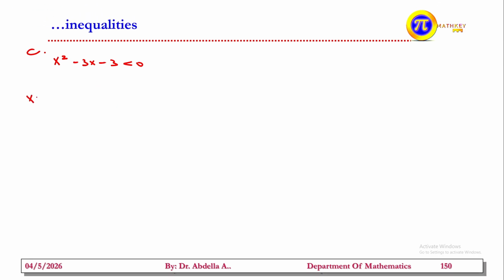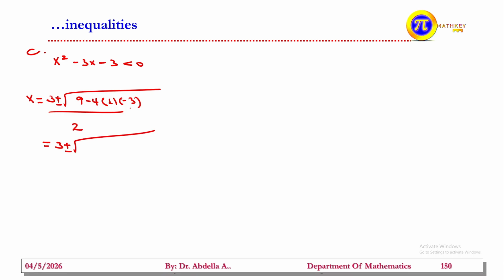So let x be equal to 0. Negative b means that is 3, plus or minus the square root of b squared, negative 3 squared, that is 9, minus 4ac. A is 1, our c is -3, divided by 2a, that is 2. What about now? This equals 3 plus or minus the square root of 9 plus 4 times 3, that is 12. 12 plus 9 is 21, which is divided by 2. So what are the zeros of x? x is equal to 3 minus the square root of 21 over 2, or x is equal to 3 plus the square root of 21 over 2.